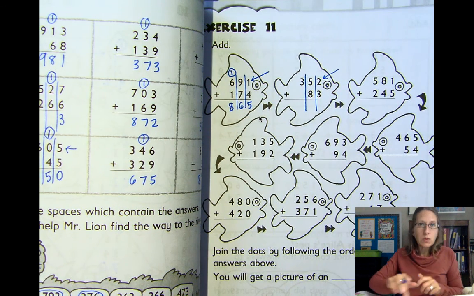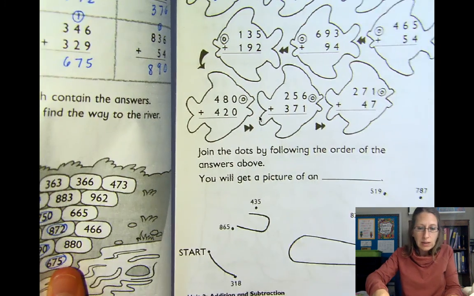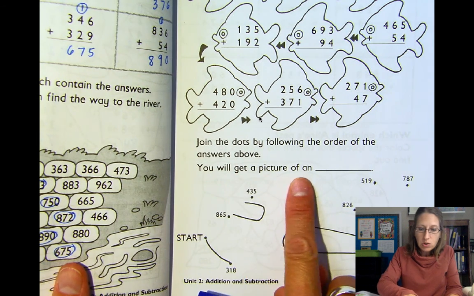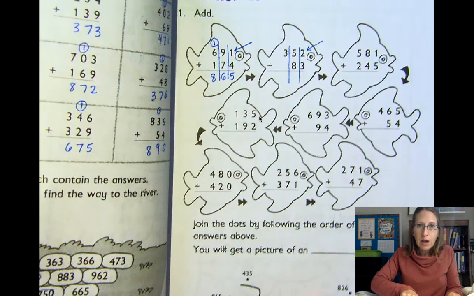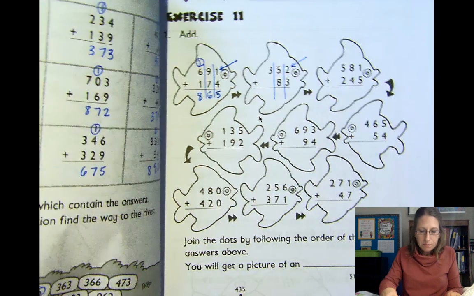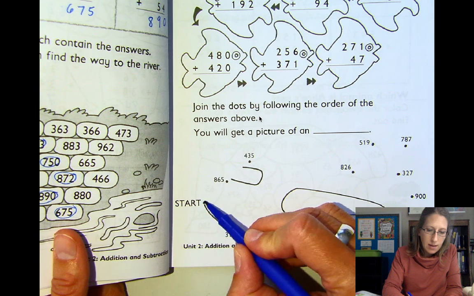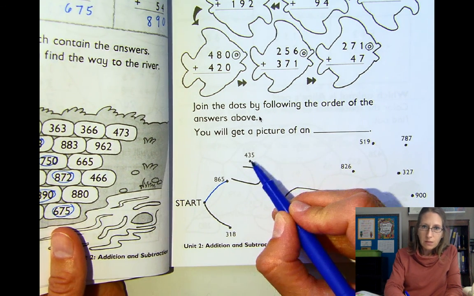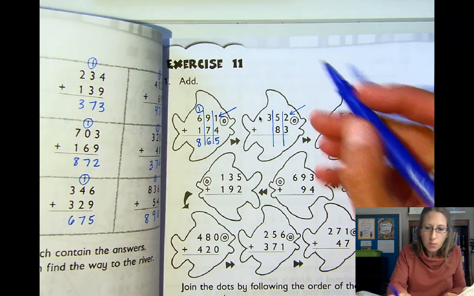And then to help you check your answers, you're going to go down here and join the dots by following the order of the answers above. You will get a picture. So this is how we check our answers. So here I've got 865. Oh, good. I'm going to start here, and then I'm going to draw a line to this one, 865. When I get to my next one, I'm kind of predicting it might be this one. Maybe let's try just one more together.